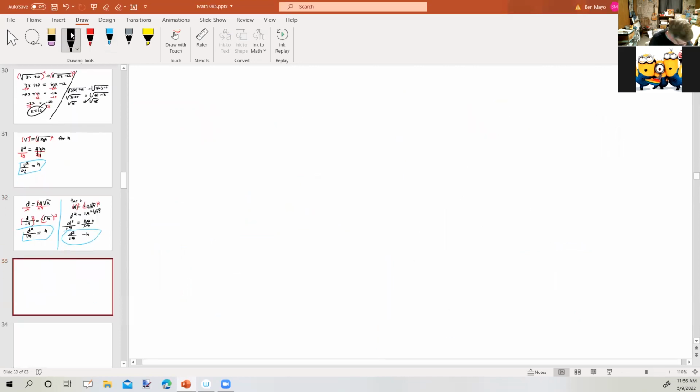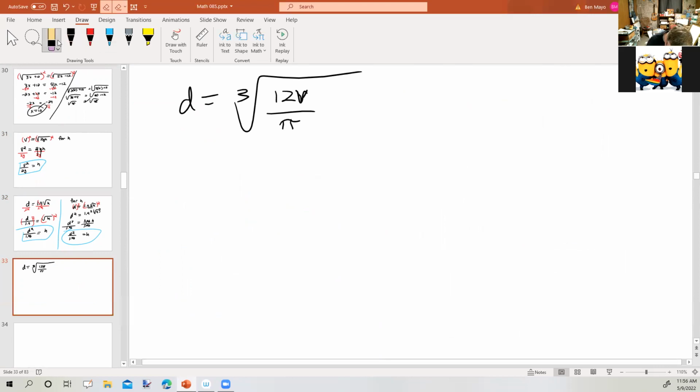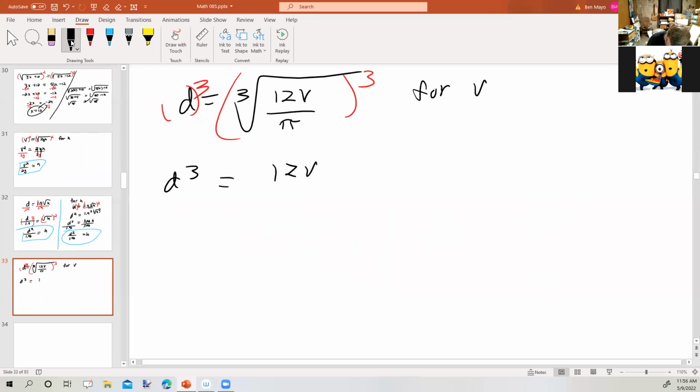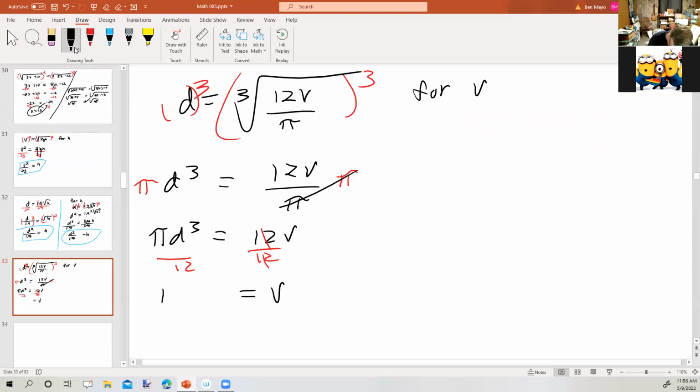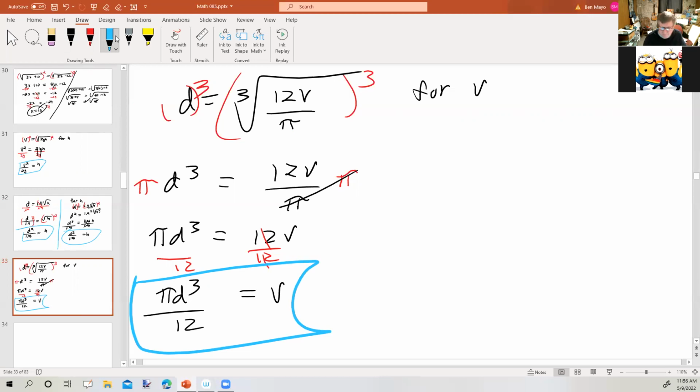All right, let's take a look at this formula. D equals the cube root of 12v over pi. Okay, solve for v. V is locked up inside of a cube root, so I'm going to cube both sides first. On the left, I get d cubed. On the right, I get 12v over pi. I'm going to multiply both sides by pi. So now I've got pi d cubed equals 12v. Divide both sides by 12. V equals pi d cubed over 12. Any questions there?